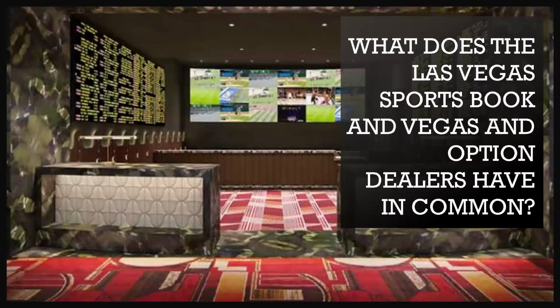They do this by adjusting the line so that an equal number of bets will come on each side. They have no directional exposure and don't care which team wins. The options dealer is the same. He will both buy and sell puts and calls.